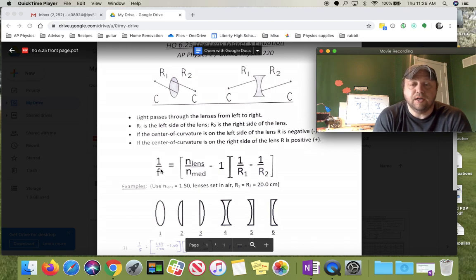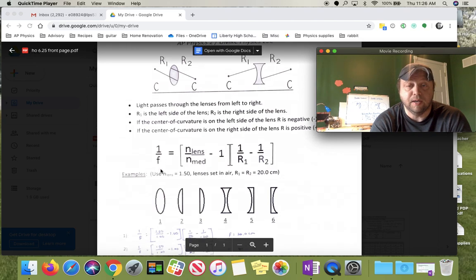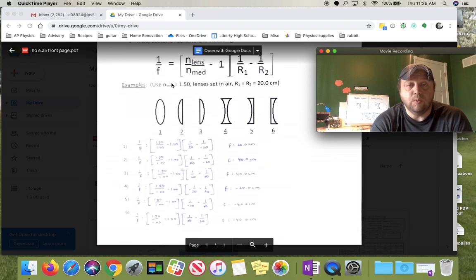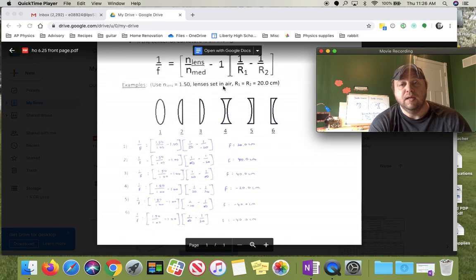Okay, so let's look at a couple of calculations here. And I apologize, I tried to scan this on my phone and insert it. So it is not very dark. I'll kind of walk through it a little bit. We're going to look at all of these different lenses. So what we're doing here is we're using n of the lens is 1.5 and all of the lenses are in air. So that means that n lens is going to be 1.5, n medium is going to be 1.0.